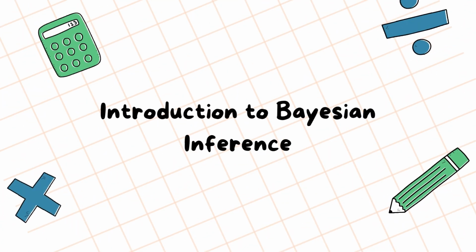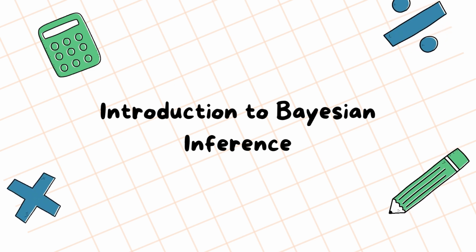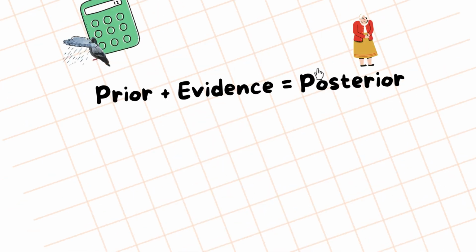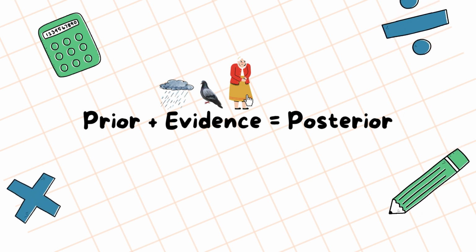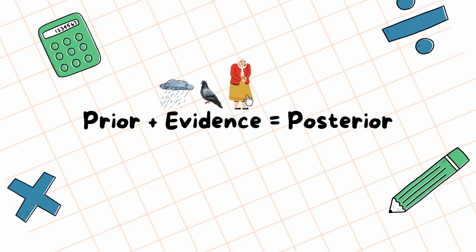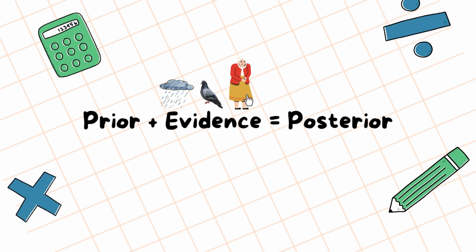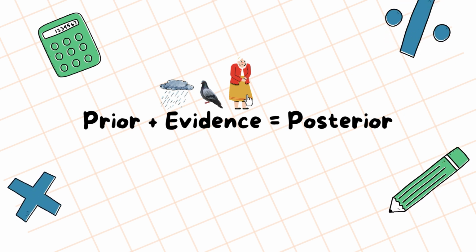Hi everyone! Today we're talking about Bayesian Inference, a powerful way to update what we believe based on new information. Imagine you think it might rain, then you see dark clouds, a worried pigeon, and your grandma says her knee hurts. You're now more sure it will rain. That's Bayesian thinking. At its core, Bayesian inference combines what you already believe, the prior, with new evidence to give you an updated belief, the posterior. It's like giving your brain a mini software update every time you learn something new.